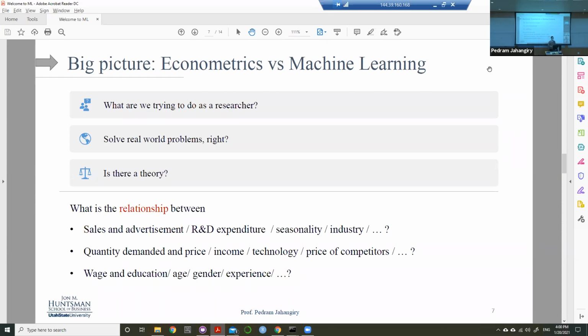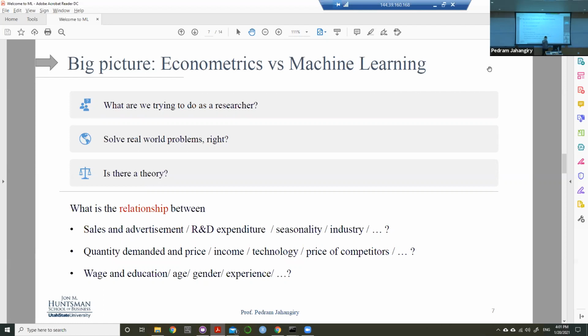So should you give up because there's no theory? The answer is absolutely not. So you have data. We are going to use some econometrics or machine learning techniques to extract information from that data. And some questions like this one: wage, education, age, gender, experience. If you have taken my econometrics course, you're sick of this relationship, right?